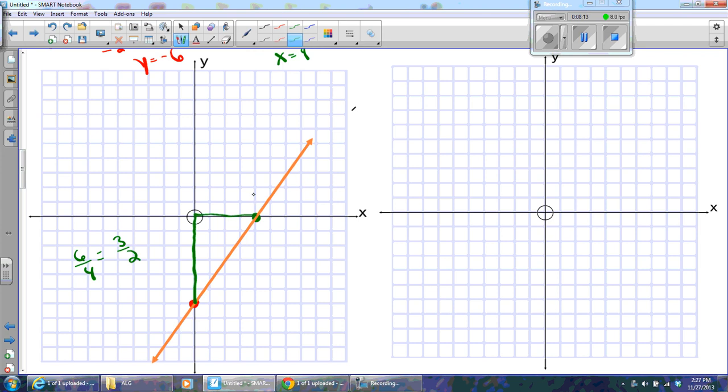I'm going to rise 1, 2, 3, run 1, 2, and look at that, I hit the line. If I go down here, rise 1, 2, 3, run 1, 2, I'm on the line. Pick any point. Well, we'll say this point right here. 1, 2, 3, 1, 2, boom. I'm on the line.